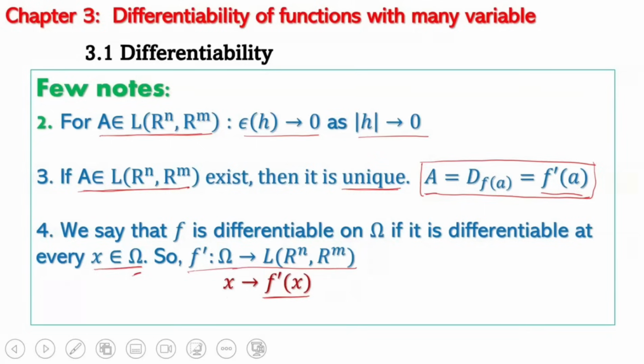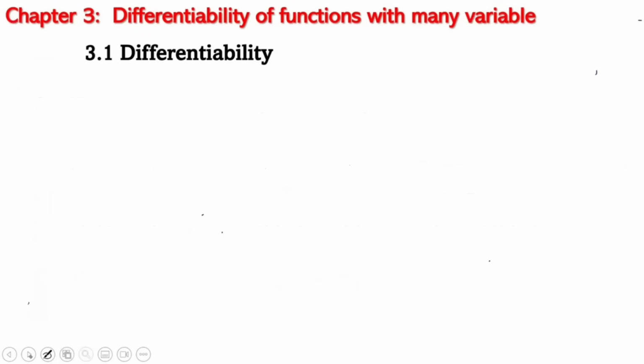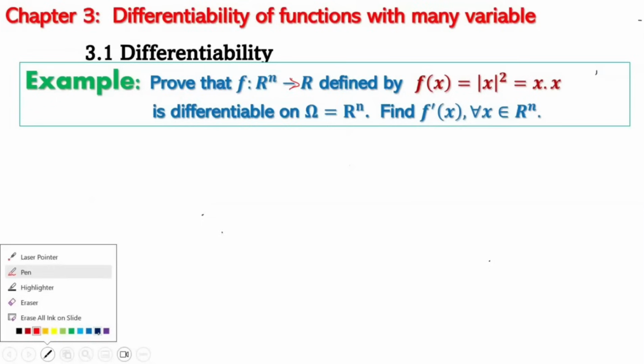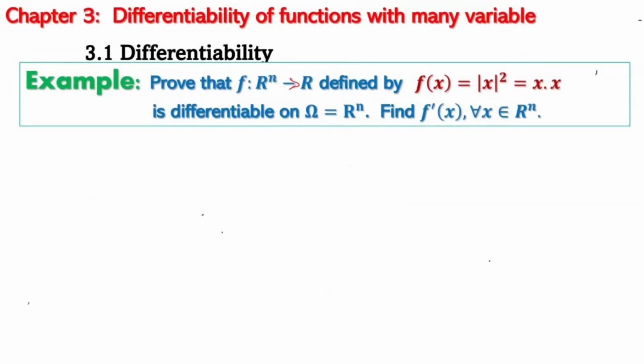This covers a few facts on the differentiability of functions. Now we have an example: prove that f from R^n to R, defined by f(x) = |x|^2 = x · x, is differentiable on R^n, and we need to find f'(x).